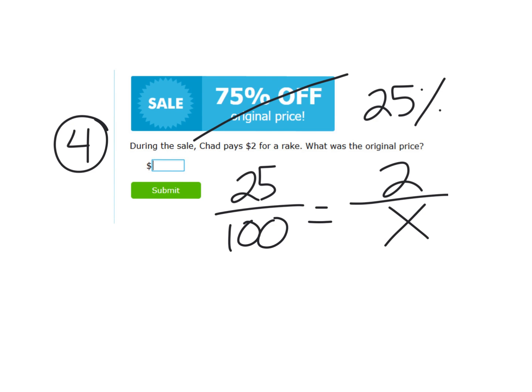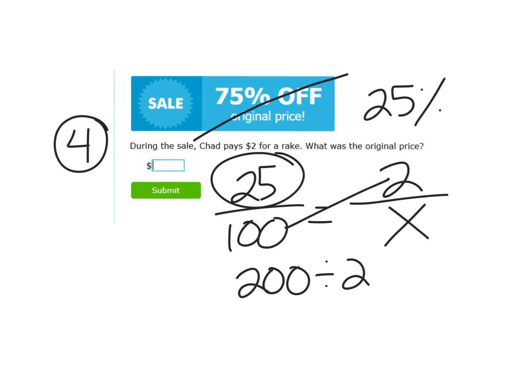So for all of these questions, X is going to be on the bottom. You're going to multiply, and then you're going to divide by the leftover number. And that's going to give you the original price, which is going to be more than the sale price. Okay, and then there's nothing else to do. Once you get that answer, that's it. Put it in for number 4.